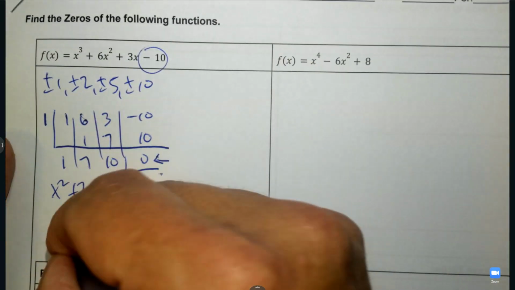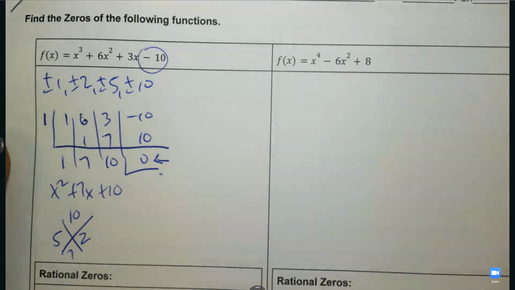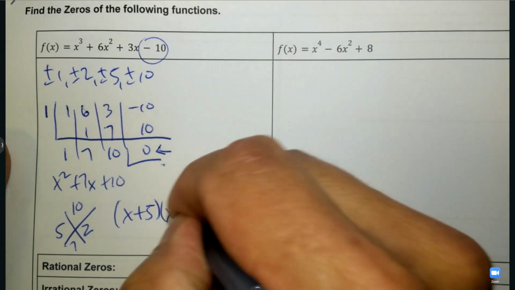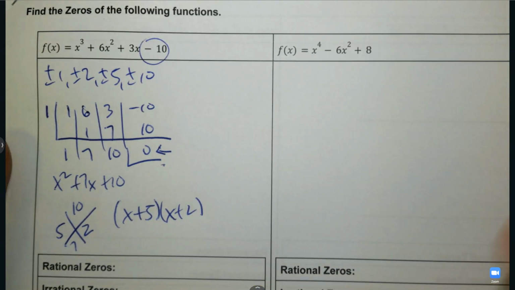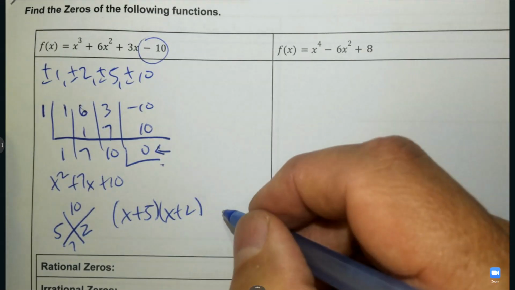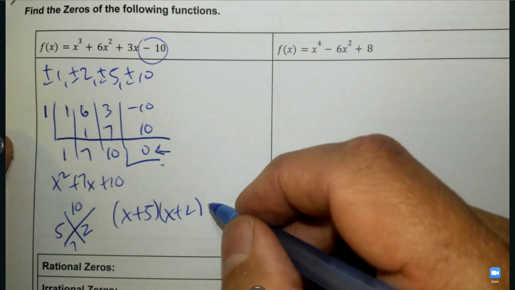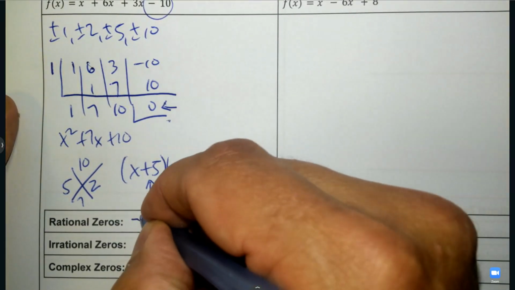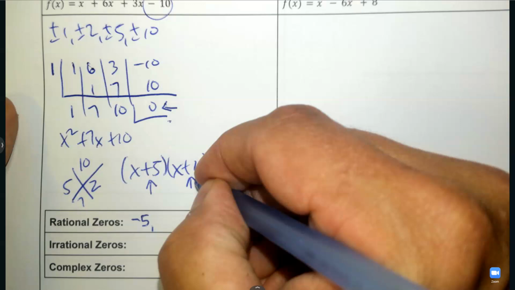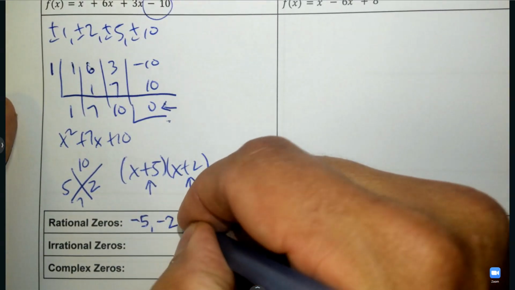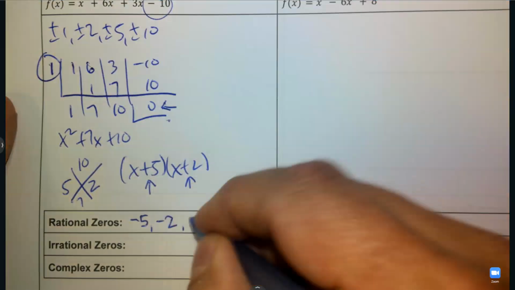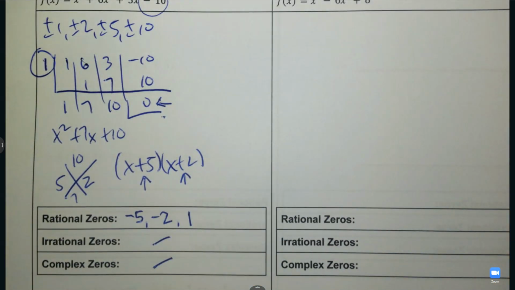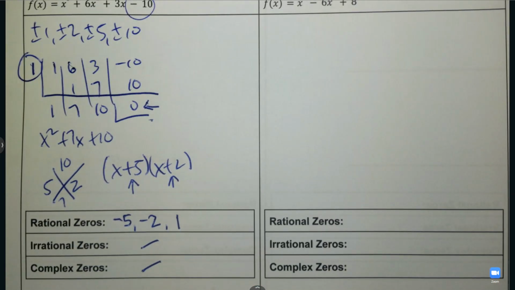So when I factor what's left, the two numbers that multiply to 10 and add to 7, the two factors are positive 5 and positive 2. So the 0 that comes from here is negative 5, that's rational. The 0 that comes from here is negative 2, that's rational. And then this number gave me 0, that's it. There are no irrational and no complex zeros, and you found them all.